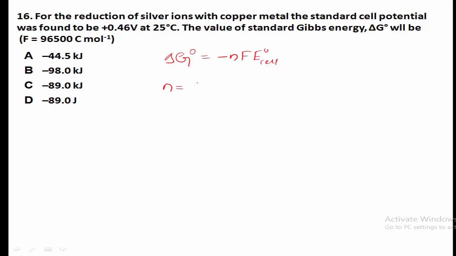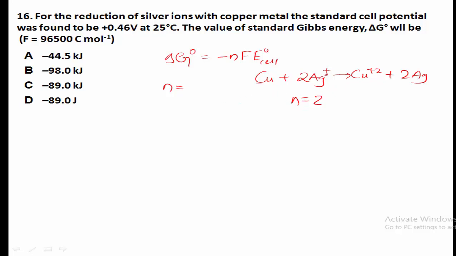N is equal to how much? So for the reduction of silver ions, how will you represent it? Cu with copper metal. So 2Ag+ plus Cu gives Cu2+ plus 2Ag. Therefore here N is equal to how much? 2. Because 1 Ag gives 1+ and 2 Ag are there. So 2 Ag will give 2 electrons and 1 copper will lose 2 electrons. So N is equal to 2.